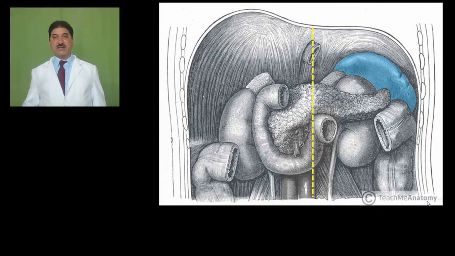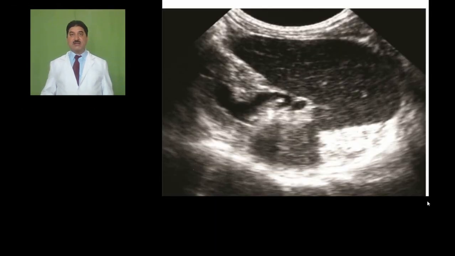Posterior end, as shown in this diagram, is also called the medial end. It is related to the upper pole of the left kidney. If we take an ultrasound of the spleen, its posterior end is related to left kidney.